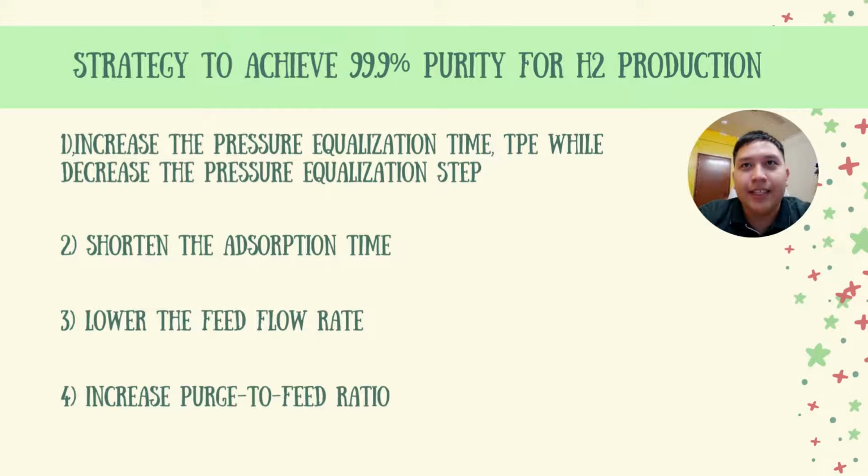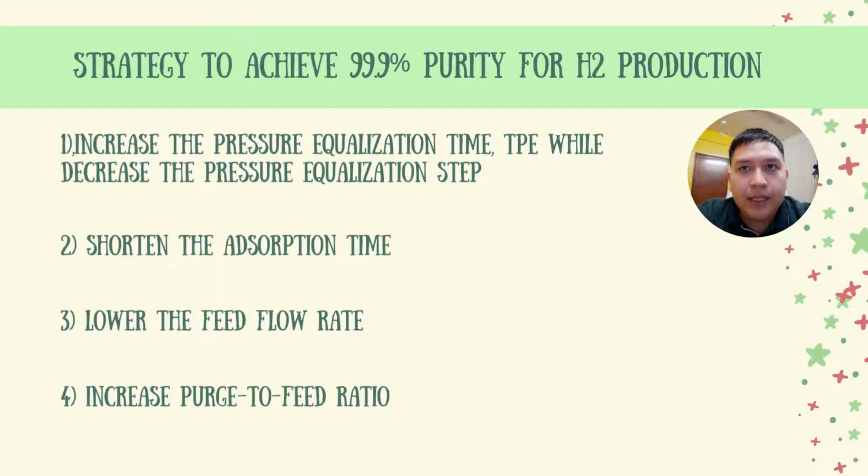The third strategy is to lower the feed flow rate. As the input flow rate rises, the amount of time synthetic gas spends in the adsorbent bed decreases, which means the syngas does not have enough time to touch the adsorbent, resulting in a reduction of H2 purity.